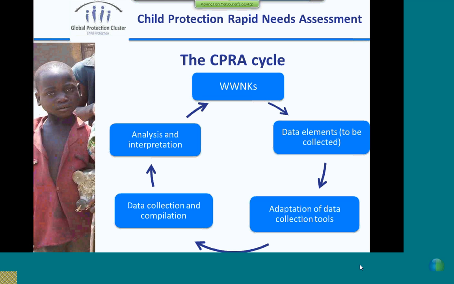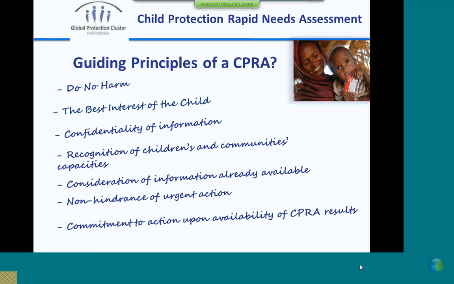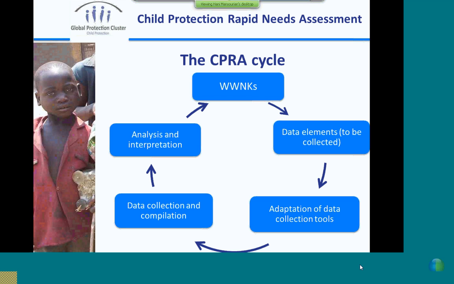Moving on to a little more information about the actual process of the CPRA. We have a cycle that starts with what we call what we need to know, the W, W, and K. A lot of you are familiar with the concept of developing indicators before you do an assessment. For more qualitative assessments, which our field, child protection, is one of those that requires more qualitative approach to assessment, we prefer to focus on, instead of indicators, what we call what we need to know, which is a set of issues that we identify before we start planning and implementing a child protection assessment.